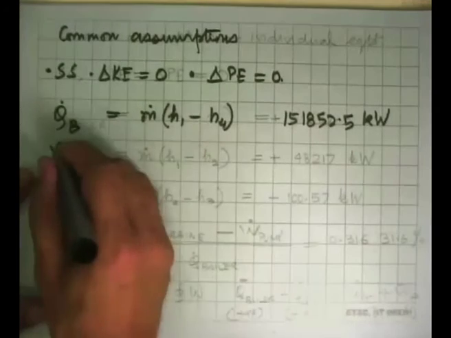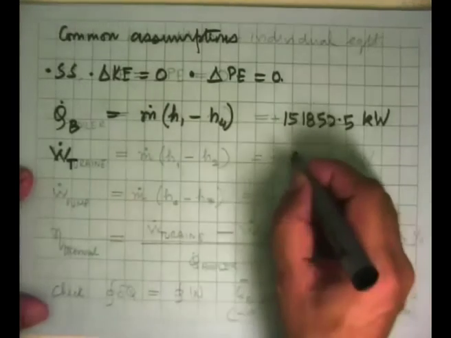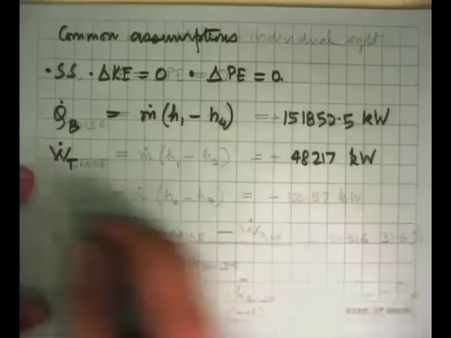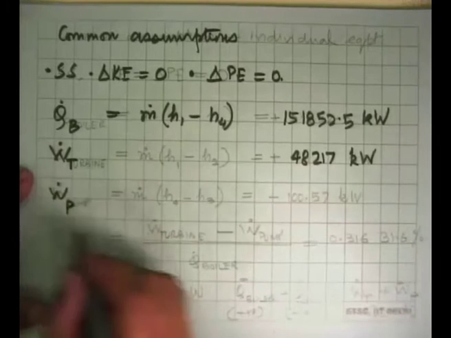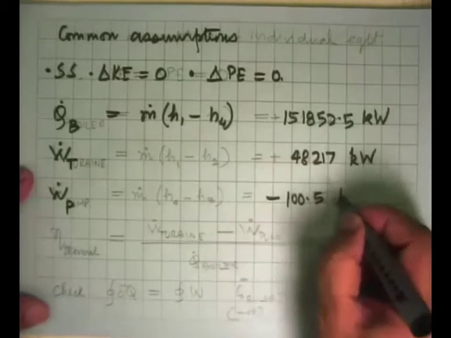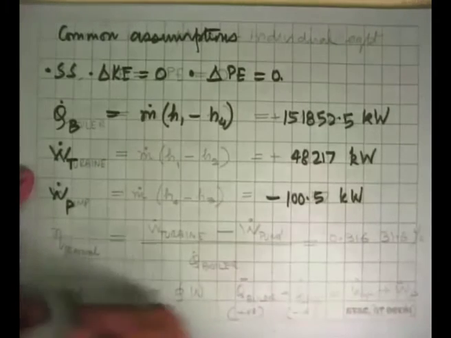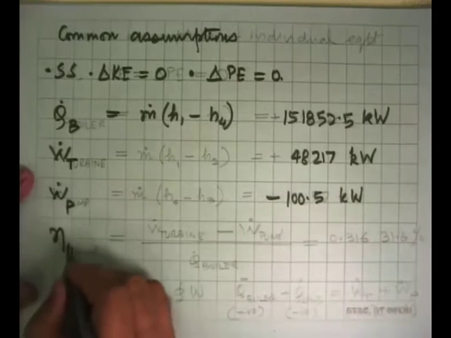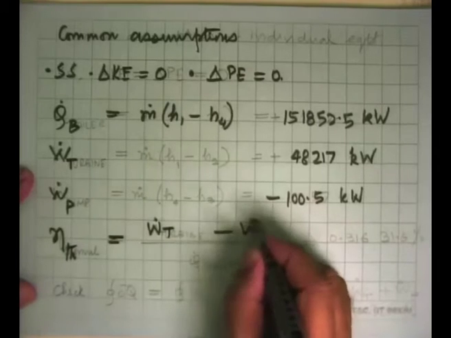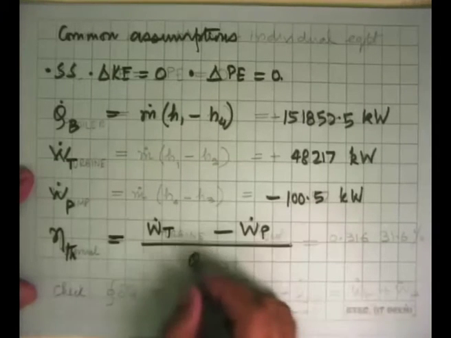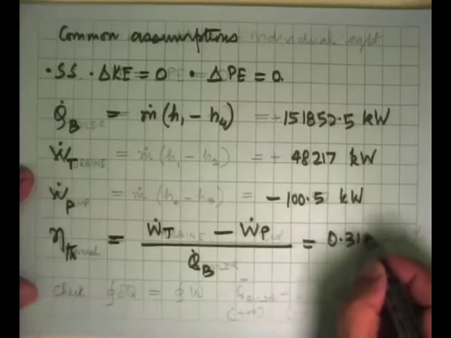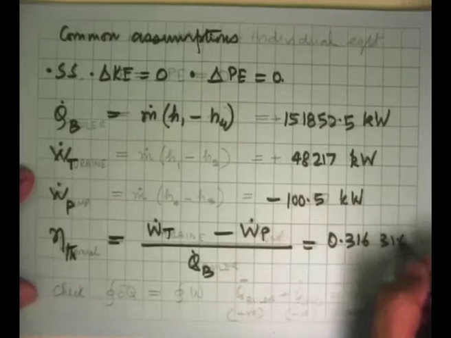Similarly, you can calculate the turbine work output. This is 48,217 kilowatts. Work to the pump is minus 100.5 kilowatts. And the thermal efficiency, the thermodynamic efficiency, is turbine output minus pump input divided by heat supplied to the cycle, and this turns out to be, in this case, 0.316 or 31.6%.